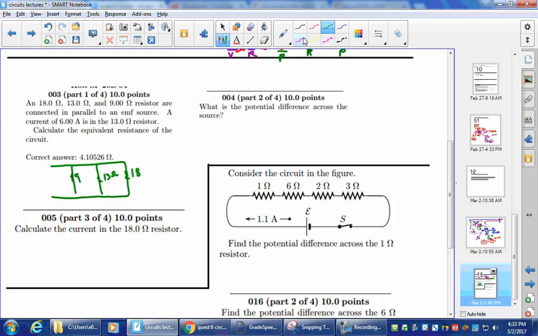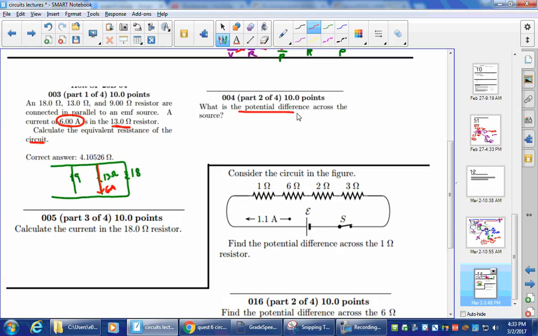Now, a really important piece of information they give you is that 6 amps is running through the 13 ohm resistor. So I'm going to represent that as an arrow going through, putting 6 amps there. Calculate the equivalent resistance of the circuit. What is the rule that we know for collapsing this circuit into an equivalent resistance? All you're going to do is take the sum of the reciprocals and flip that, right? Now let's go on to the fourth part.